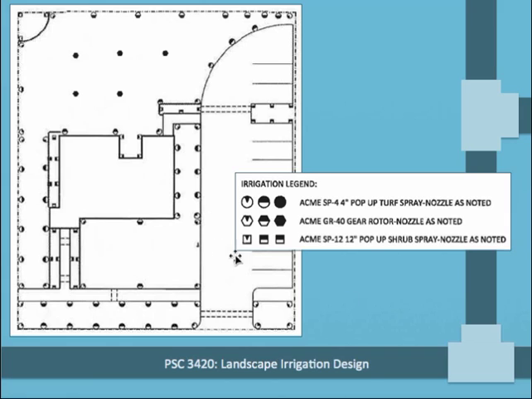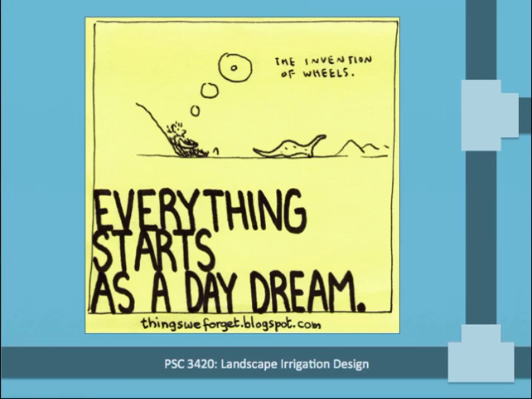Just a side note here, this particular legend in this case denotes that circles indicate spray nozzles, hexagons indicate rotor nozzles, and then the amount of shading in those indicates whether they are full circle, half circle, quarter circle, and so on. They have indicated shrub spray nozzles with squares in this case, so that's just for point of reference.